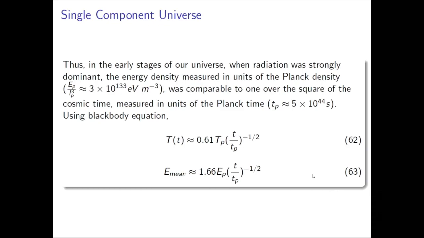So in the early stages of the universe, when radiation was dominant, the energy density is measured in terms of Planck density. So again, E_P by L_P, that is Planck's energy by Planck's length, is equal to 3 into 10 to the power of something. We have seen this in the previous model, and we've talked about why this is not the kind of measure we should expect to get our values in. So it was almost comparable to 1 over the square of the cosmic time. Cosmic time is nothing but your Hubble time. So this is a measure of the Planck time, that is approximately 5 into 10 to the power of minus 44 seconds.